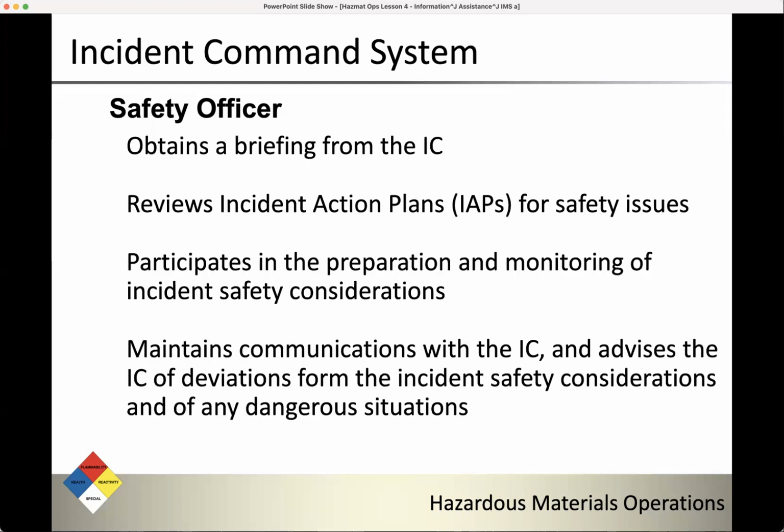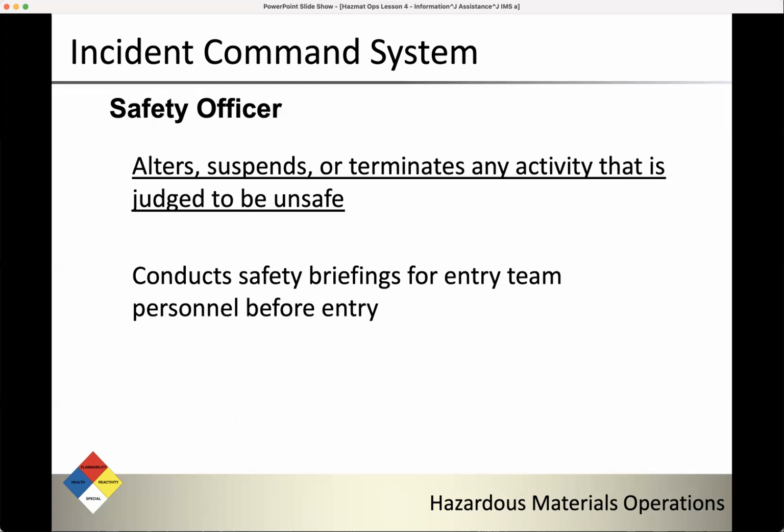What do they do? They get a briefing from the incident commander. They review the incident action plans for safety issues. They participate in the preparation and monitoring of incident safety considerations. They maintain communications with the incident commander and advise them on deviations from the incident safety considerations and of any dangerous situations. The second set of eyes for the incident commander, looking out for the safety of the responders. Here's something underlined, must mean it's important. The safety officer can alter, suspend, or terminate any activity that they judge to be unsafe.